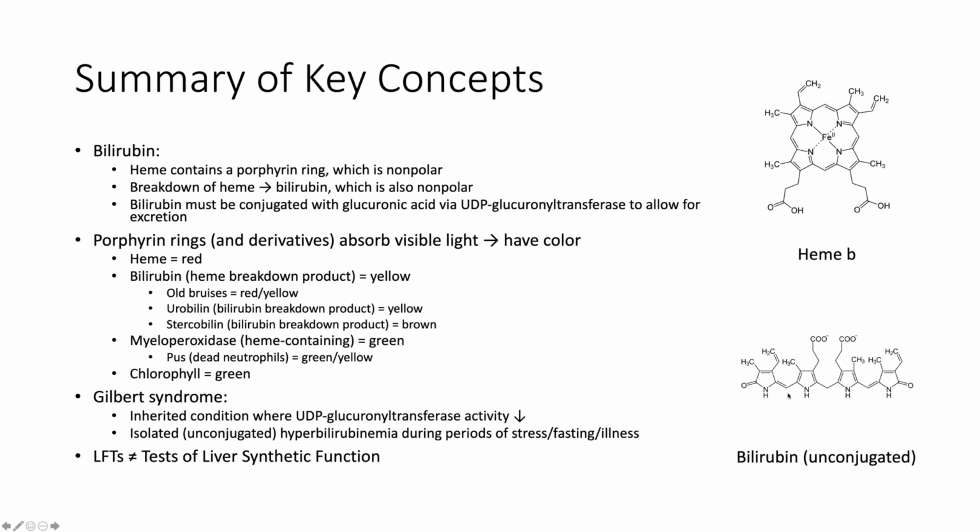And they have this conjugated double bond structure, where you have double bond, single bond, double bond, single bond. That is why they have color. It's cool. As we talked about, a decrease in UDP glucuronidase activity leads to an isolated unconjugated, in other words, an indirect hyperbilirubinemia when you have periods of stress like this guy had. And then as a final reminder, we're going to talk about LFTs, but it's basically a misnomer.